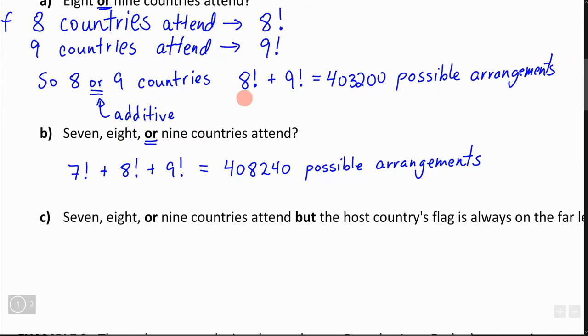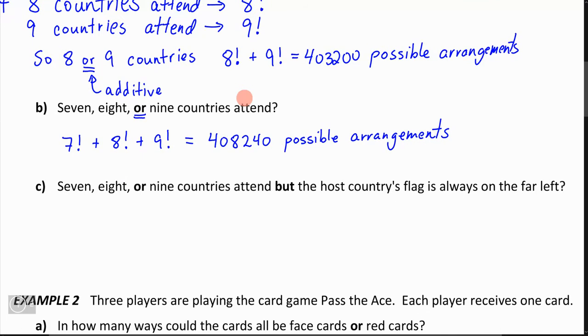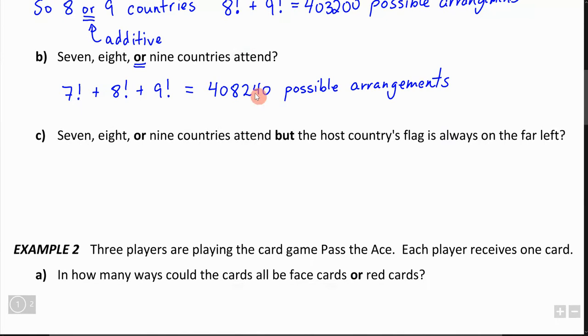All right, let's throw in some more wrenches here. Now we have a question where 7, 8, or 9 countries attend, but the host country's flag is always on the far left. So now we are introducing a restriction, and that restriction is going to change everything. The host country's flag must be first.